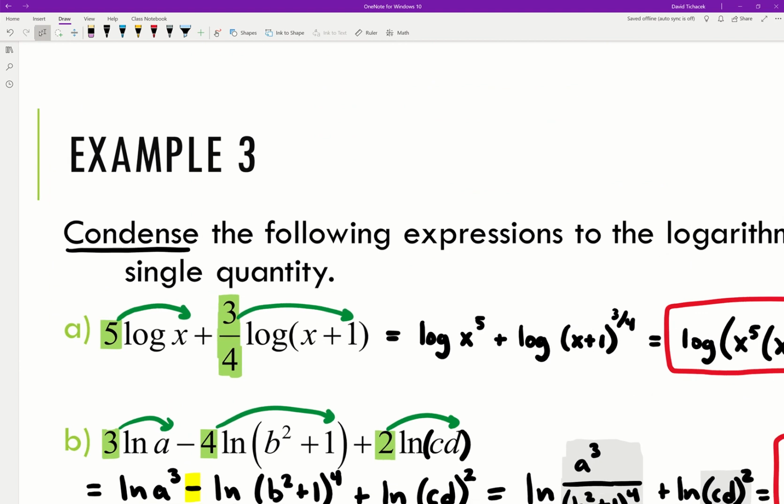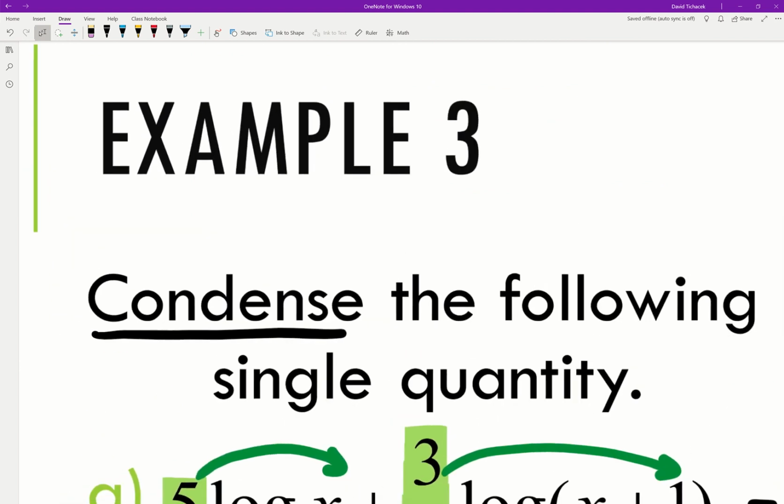Again, a couple more worked out examples here. What we're doing here is we're now condensing. Okay, so you're going to have to pay attention to the language of the directions. This is working backwards from expansion, which means, again, we're going to take an expression involving multiple logs from the start, and we're going to condense it down to an expression involving only a single log at the very end.